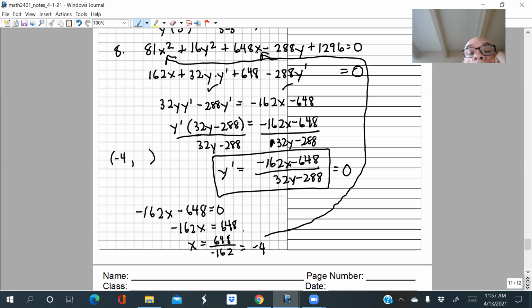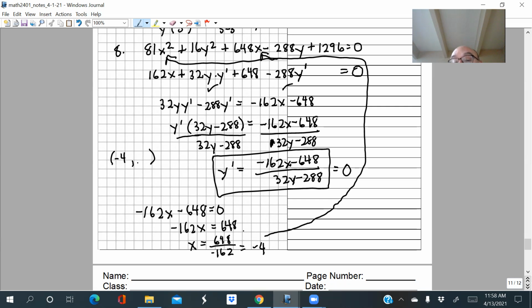So plug in the minus 4 for x. The arithmetic is going to be a little bit messy because you've got large numbers here. But plug minus 4 in for x, you'll end up with an equation that just has y in it. Solve that equation for y, and that will give you the 2, I think it's 2 y coordinates here. So you'll end up with 2 points. Both of them have x coordinate minus 4, but 2 different y coordinates, okay? So those 2 places, the tangent line is going to be horizontal.